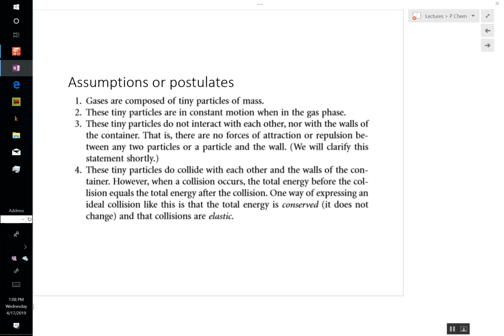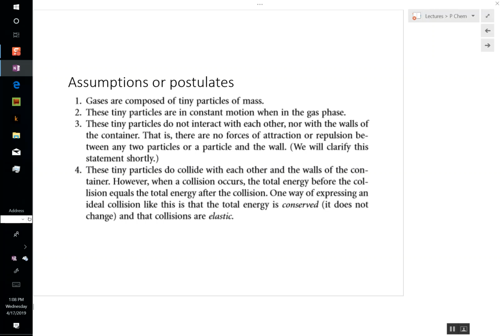But yeah, here are some of the standard assumptions that go into the kinetic molecular theory of gases. They're composed of tiny particles of mass, so they do have a mass. They're in constant motion, and we're going to do an example here, and it kind of amazes me how fast these things are moving, even at temperatures not real low, but below the freezing point of water. These little babies are moving.